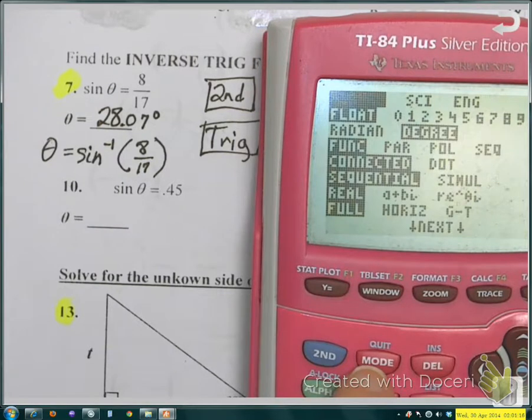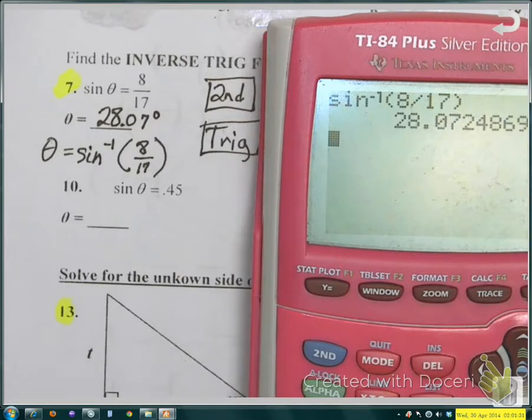Now if you did not get the 28.07 degrees, you need to click the mode button. Go into your mode and right here where it says radian versus degree, because unfortunately when you reset your calculator it's going to default to radian. So you have to select degree and hit enter in order to get it in degrees, in order to get the correct answer.